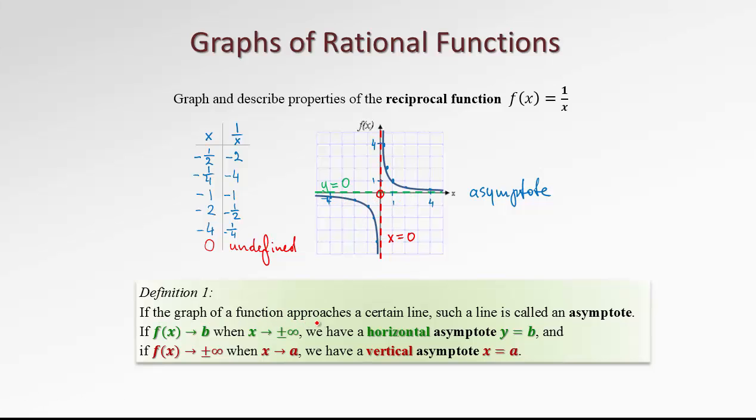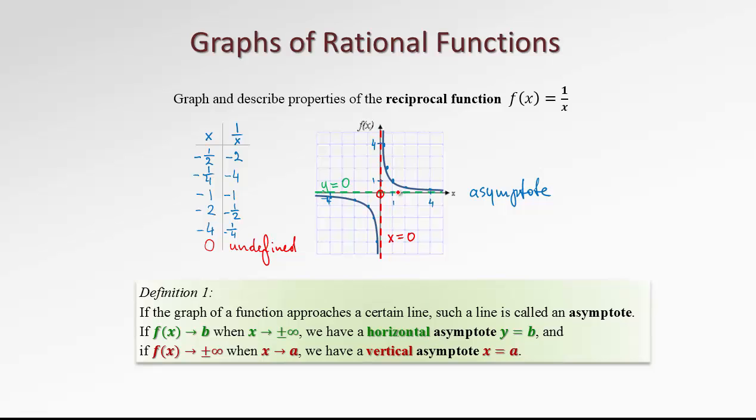If the graph of a function approaches a certain line, like in this case, the x-axis or the y-axis, such a line is called an asymptote. So far, we've seen two types of asymptotes, the horizontal asymptote and the vertical asymptote. What is a horizontal asymptote? Formally, if the values of our function are approaching a certain constant value, let's call it b, when x is growing towards infinity or towards negative infinity, then the line y equals b is called a horizontal asymptote.